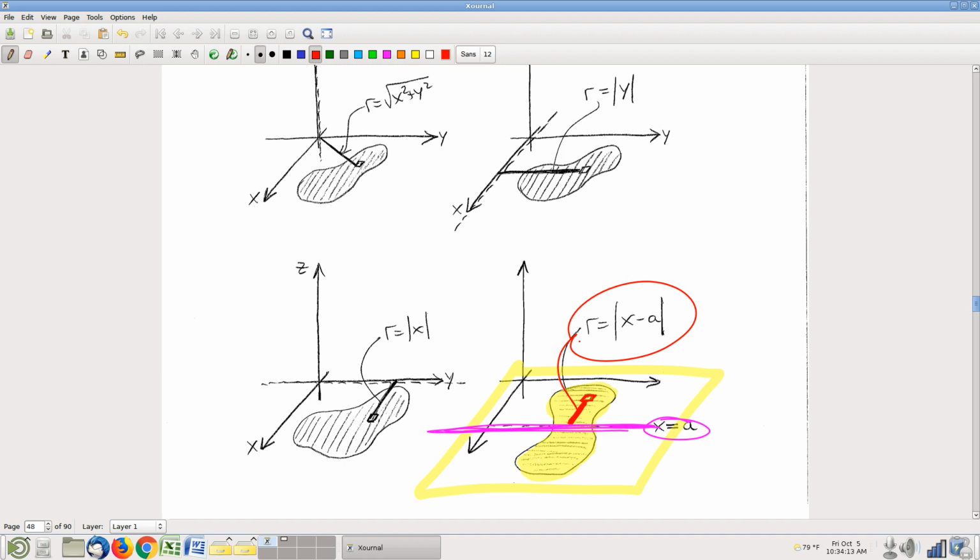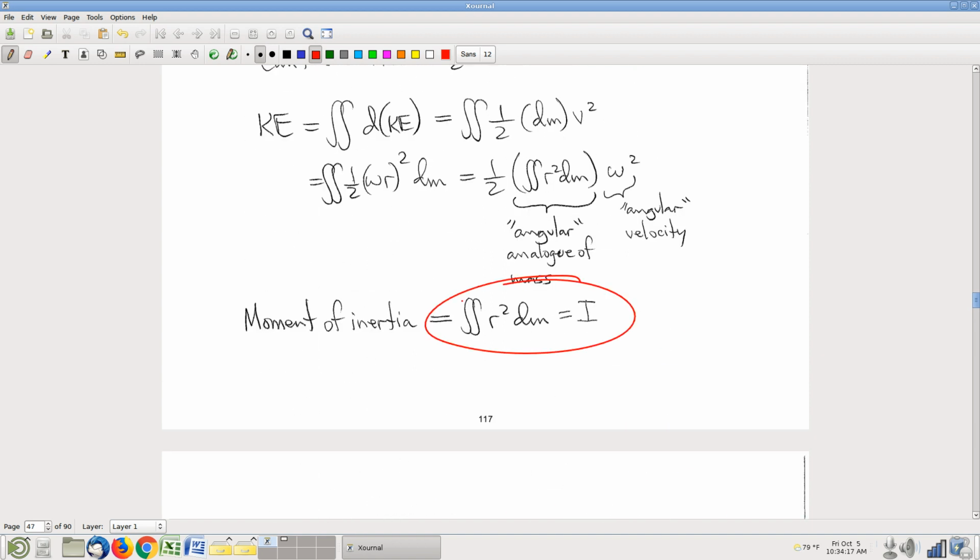Don't memorize. Memorize this. Right. Okay. Alrighty.